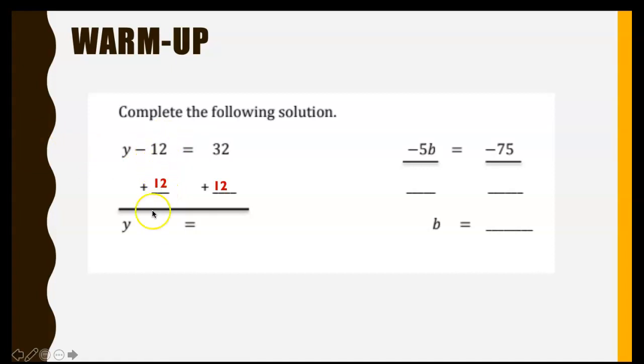And then you can now solve downwards. Negative 12 plus 12 is 0, so there's nothing here. And 32 plus 12 is 44. Okay, so check your work.